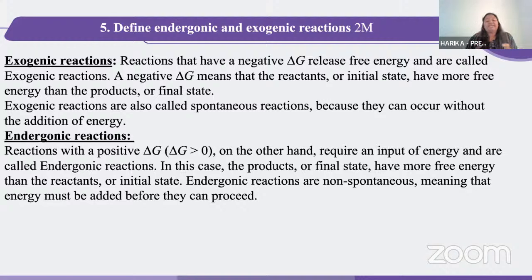Endergonic reactions have a positive delta G, which means whenever these reactions occur, they need energy. The delta G will be positive here.